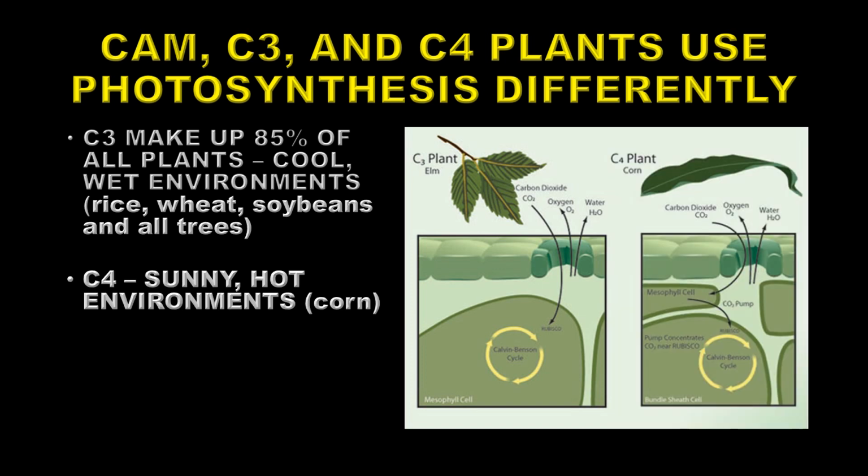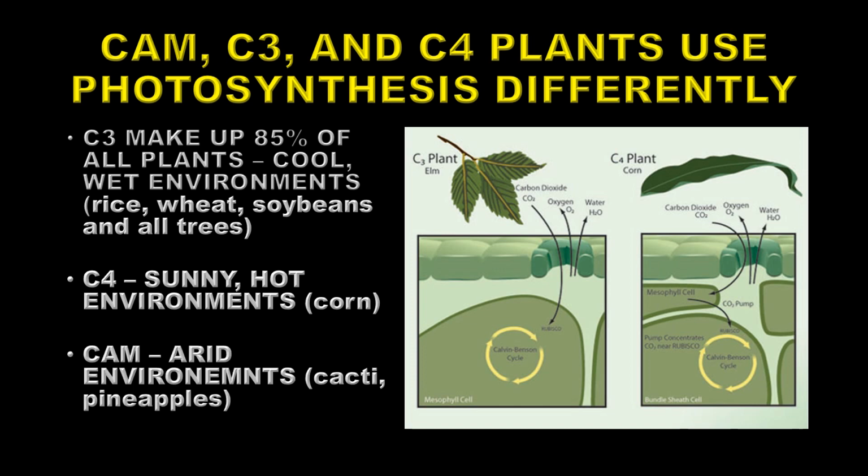The next type is C4 plants. They tend to like hotter weather and sunny environments. This would be something like corn. The third type of plants are CAM plants, which have adapted to arid environments. These are things like cacti, succulents, and pineapples. And they have yet another way of dealing with photosynthesis. The requirements of each of these sorts of plants are very different from one another.